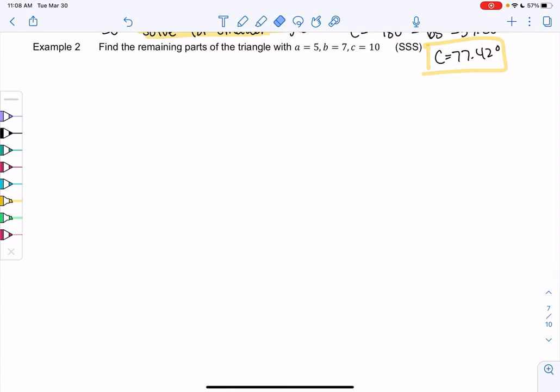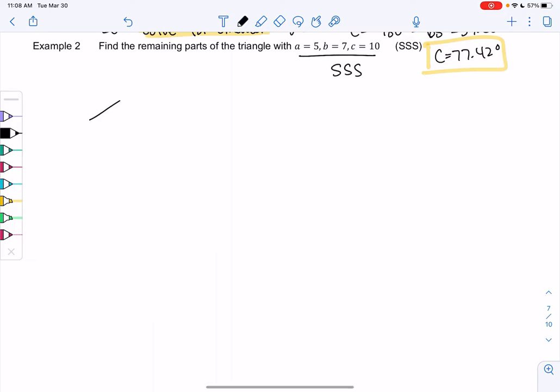Section 5.3, example 2. So we have a triangle. We have little a, little b, little c. So it seems like we know all the sides. So we'd call this side, side, side. We don't know any angles.